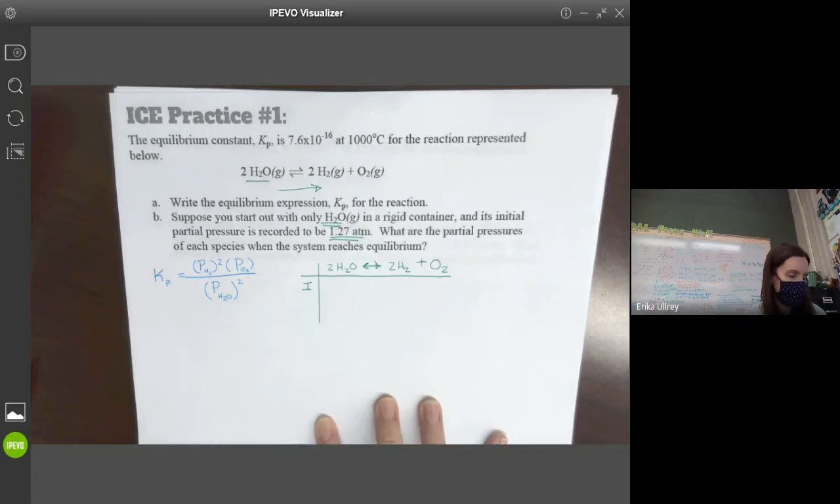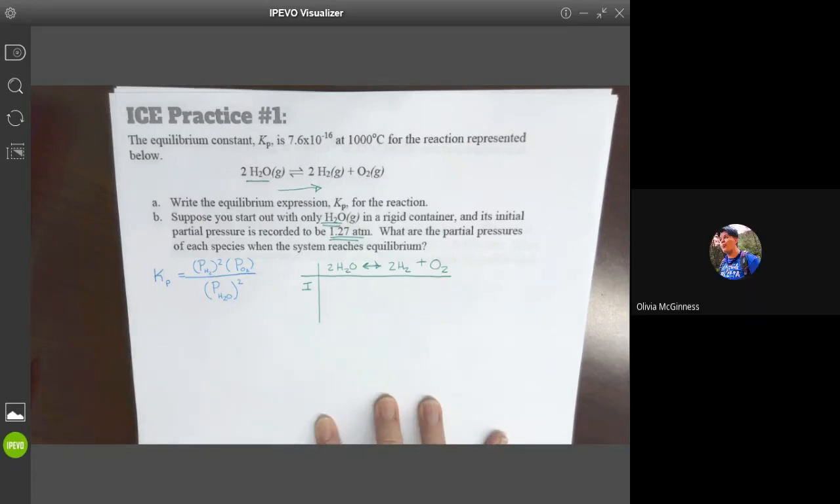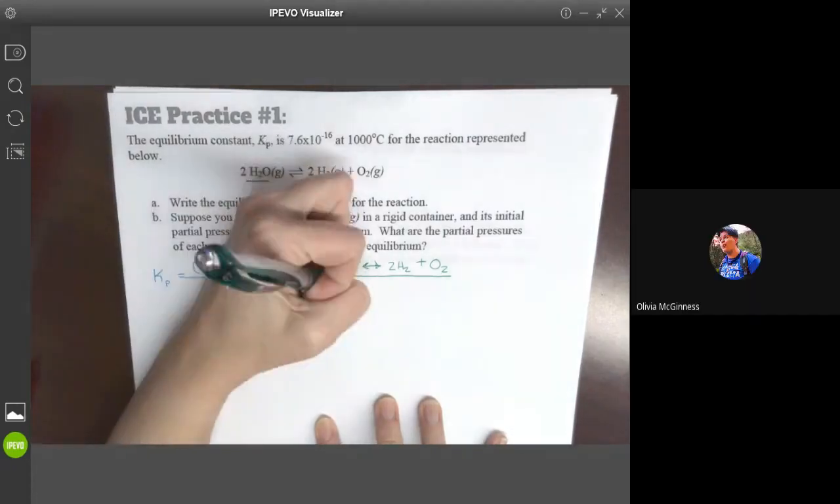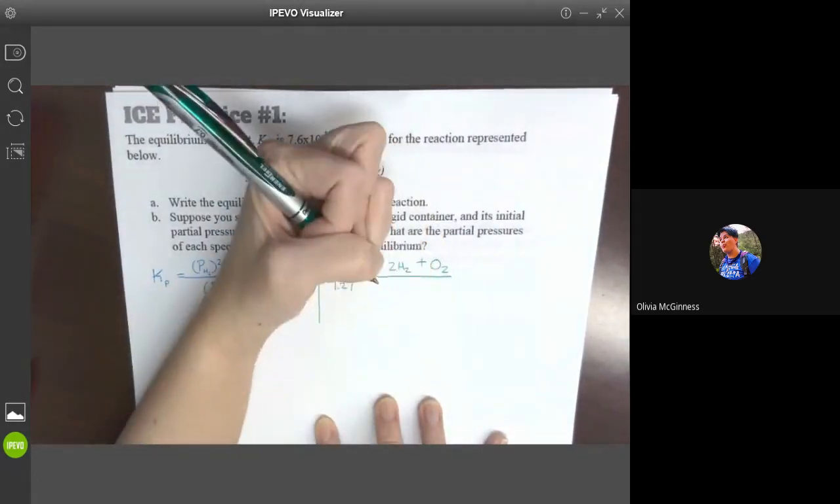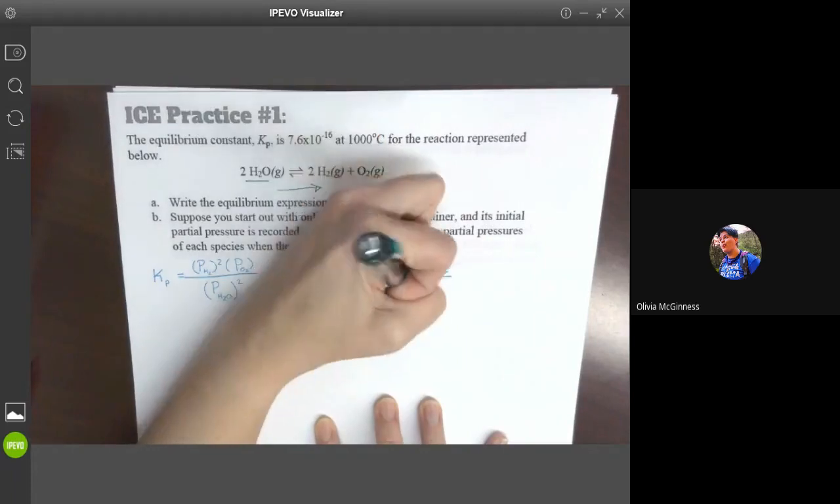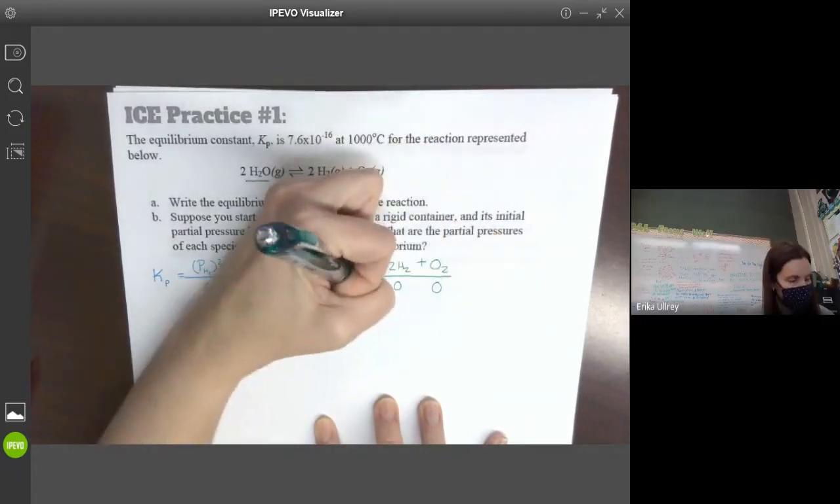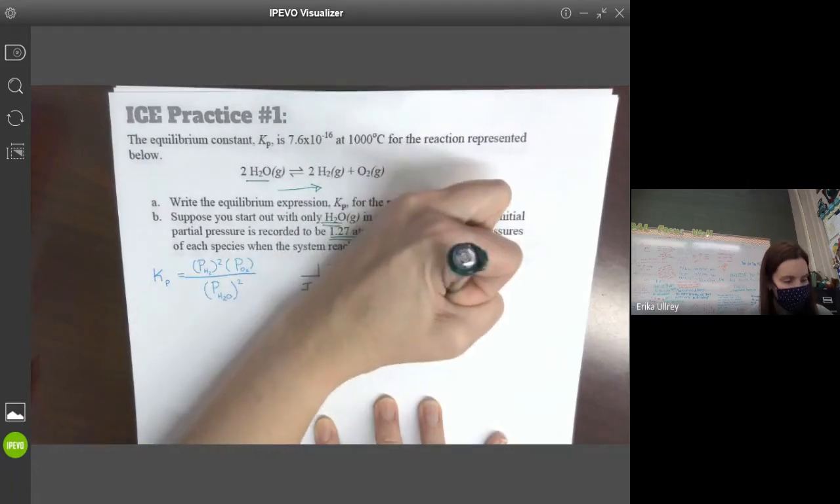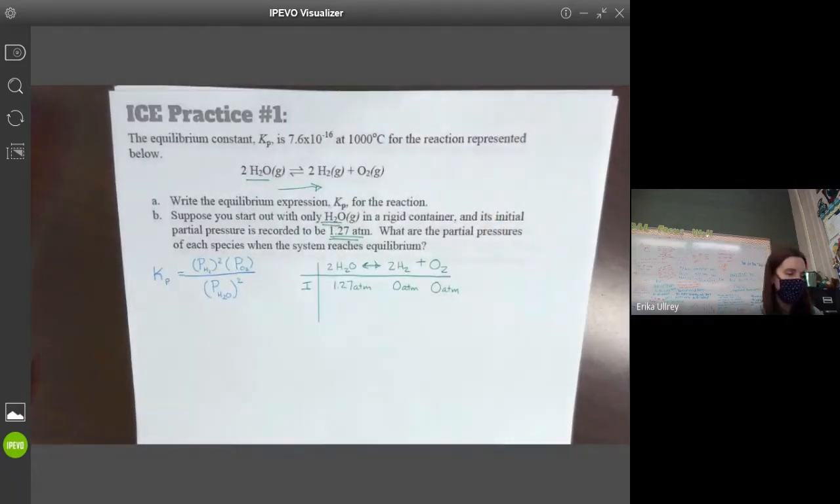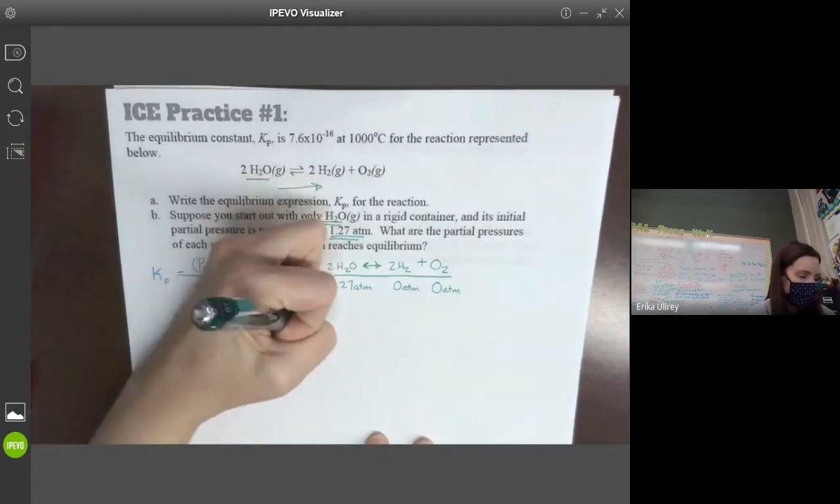What's going to be on my I line here? Olivia. All right. So you're going to put 1.27 for 2H2O, and then 2H2 and O2 are just going to be 0 because they're not there yet. Good. And notice that we can use atm. So you can either use molarity or you can use atm, atmospheres of pressure, in our table. Good. So then we're going to have our change and our equilibrium.